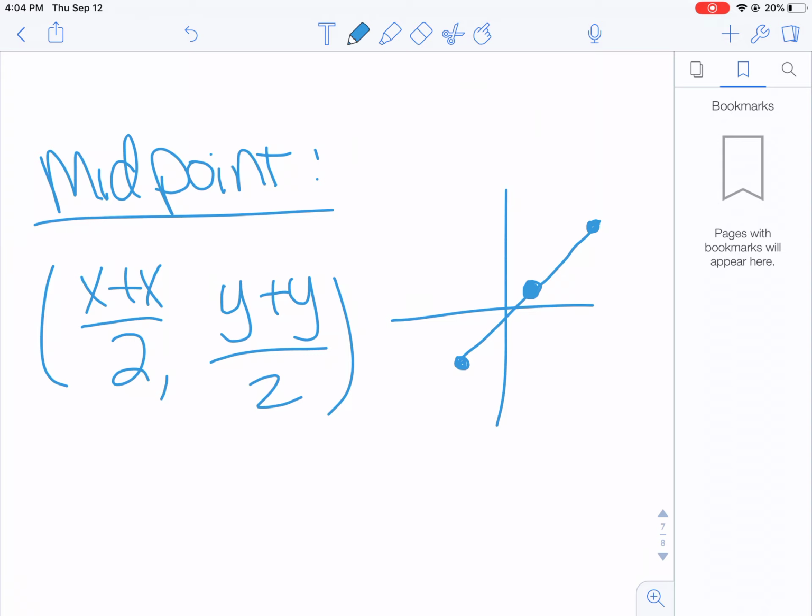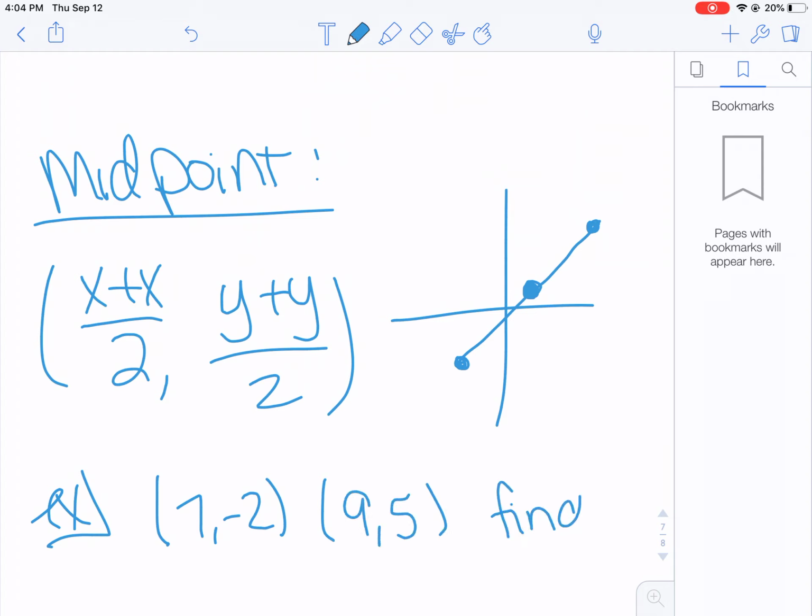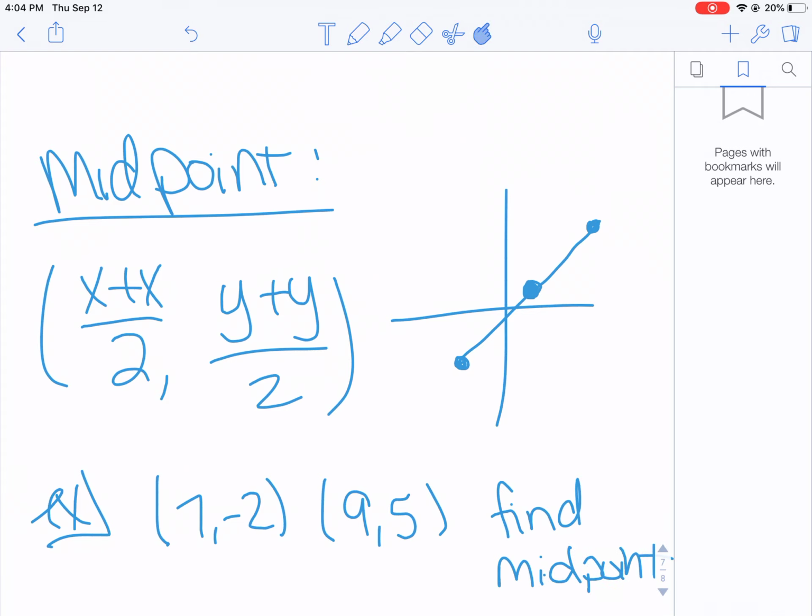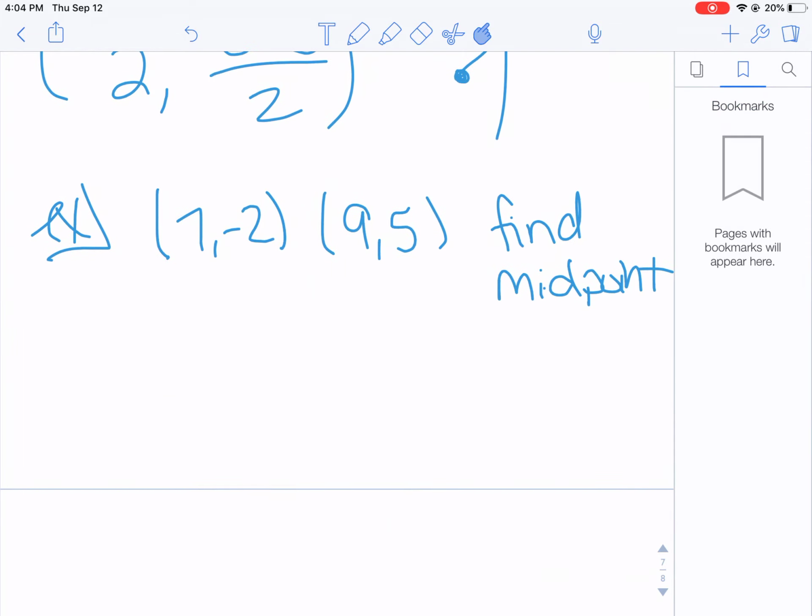Okay? So if I give you the ordered pairs 7, -2, and 9, 5, and I ask you to find the midpoint, you're just going to apply this formula. And this formula is not one that you absolutely need to memorize. Basically, if you want to find the middle, you're averaging them. You want to know where the average is meeting in the middle, so that's what we're doing here.